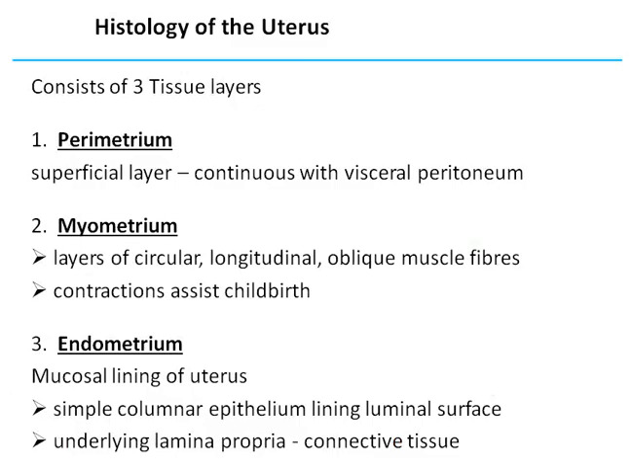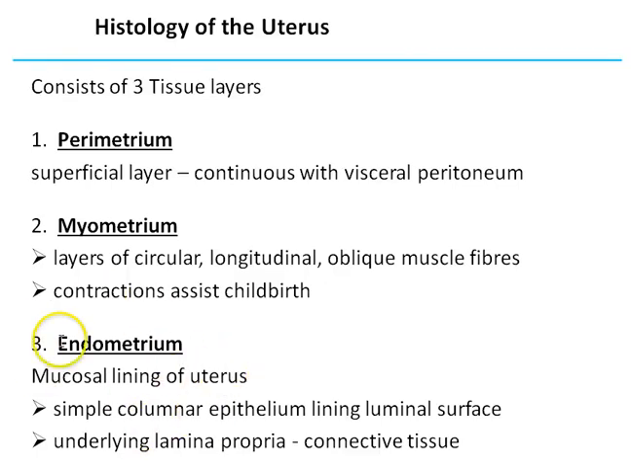If we look at the uterus and have a look at the cells and tissues within it, there are distinct layers that are evident. The outermost layer is called the peritoneum, and that's continuous with the visceral peritoneum. There is the myometrium. This contains layers of smooth muscle going in different orientations, and this smooth muscle is important for assisting the childbirth process.